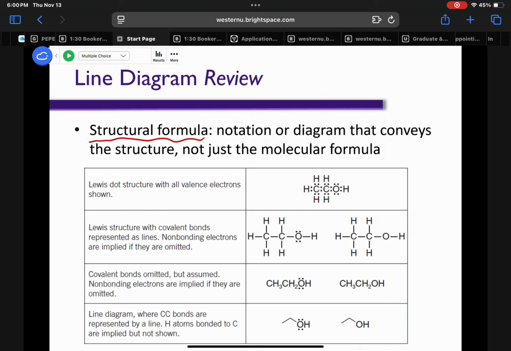Okay, so that brings us into this review that you have in your notes, reminding ourselves of interpreting these structural formulas. So we're going to take CH3CH2OH, which is ethanol, the type of alcohol that you can find in wine or beer. We use it for disinfecting as well. So we've already seen this Lewis dot structure. You learned how to use it probably years ago. It's valid, but it takes more time.